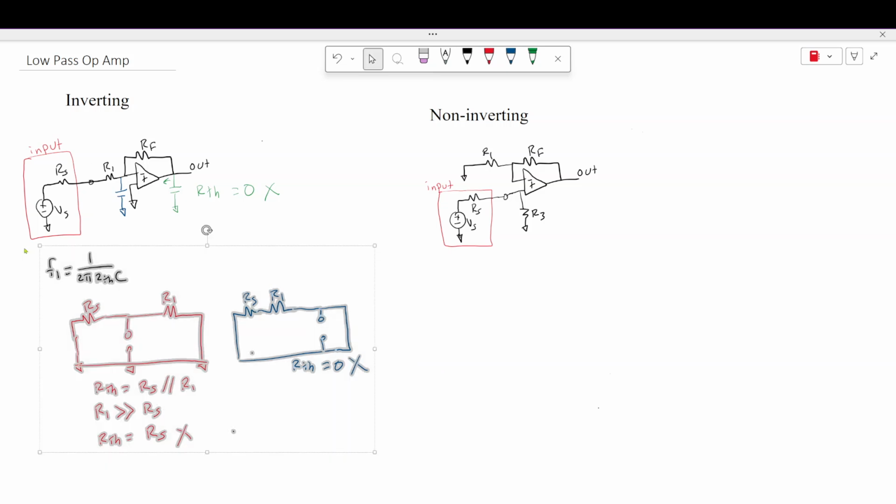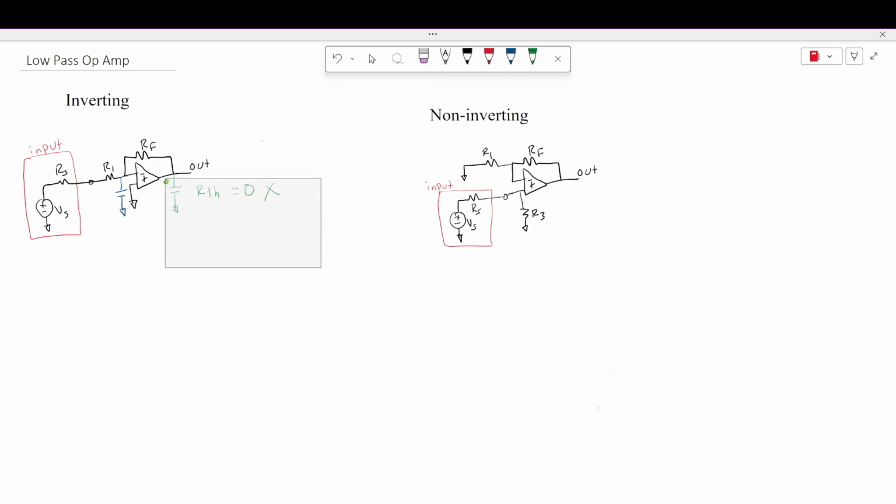So we have to come in here and put our capacitor in parallel with our feedback resistor. Now, doing the Thevenin equivalent up here is a little bit difficult. And so what we want to do is go back to the definition of our equation for gain and rederive what the corner frequency is.